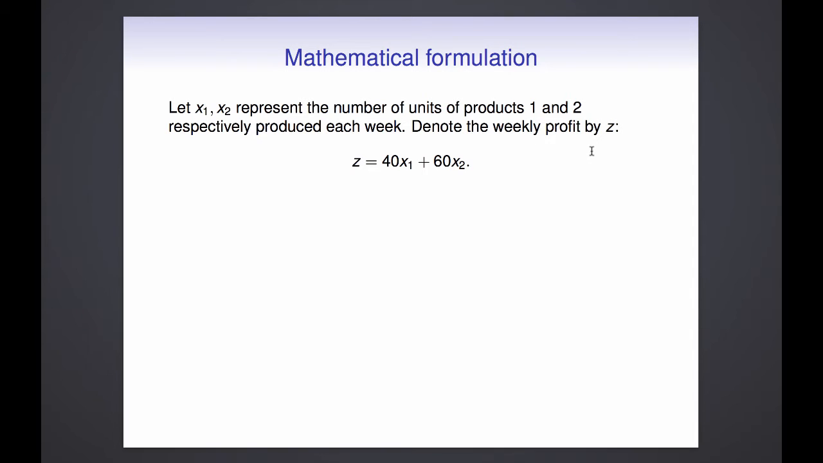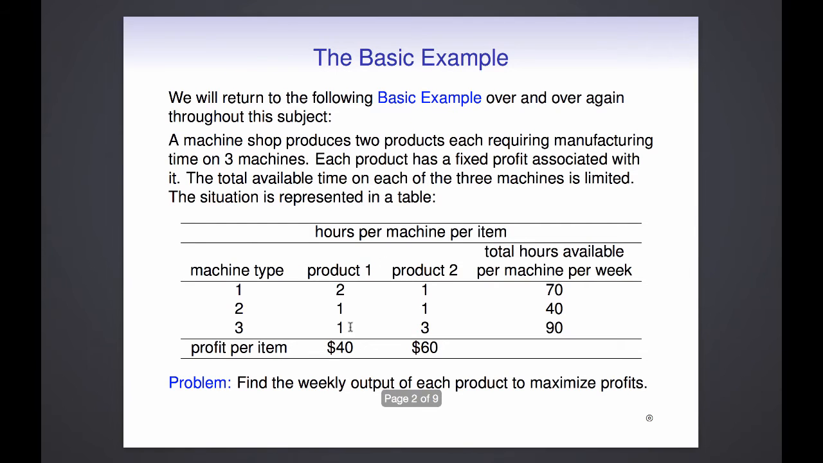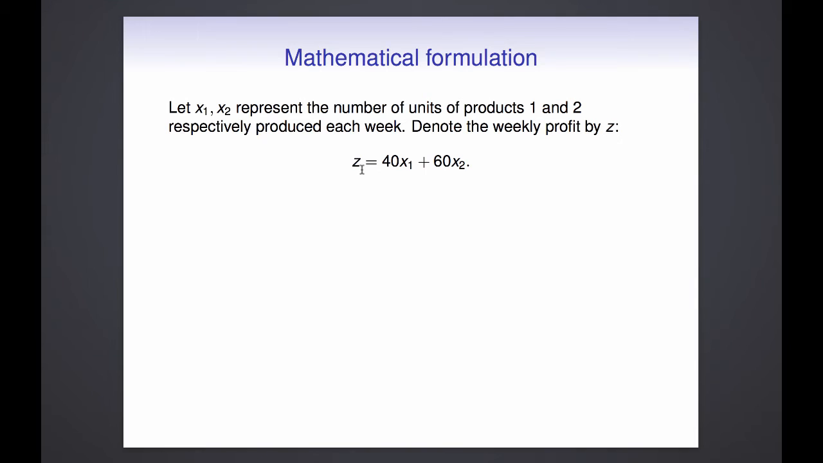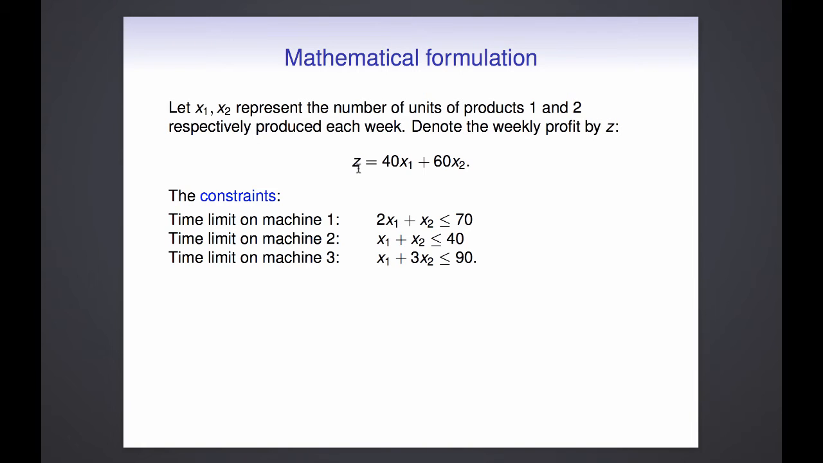The other variable we'll need is the weekly profit, Z, measured in dollars. So Z in this case is 40x1 plus 60x2. The reason for that is you get $40 profit for each item of product 1 and $60 profit for each item of product 2. So that's our profit function, Z, and our problem is to maximize Z, but we've got constraints. And the constraints concern the amount of available time that we have on the different machines.